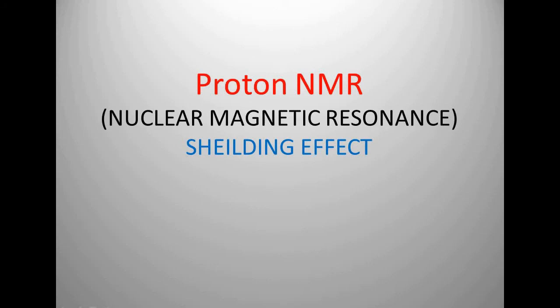Now we will start our next topic, shielding effect. Shielding effect is somewhat related to the electron, or we can say the electron density. So consider your proton, that is H+, having one electron in its outer shell. Any moving electron generates a magnetic field.